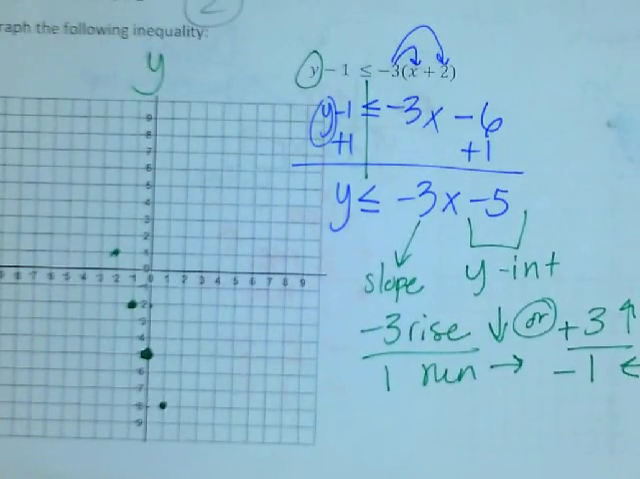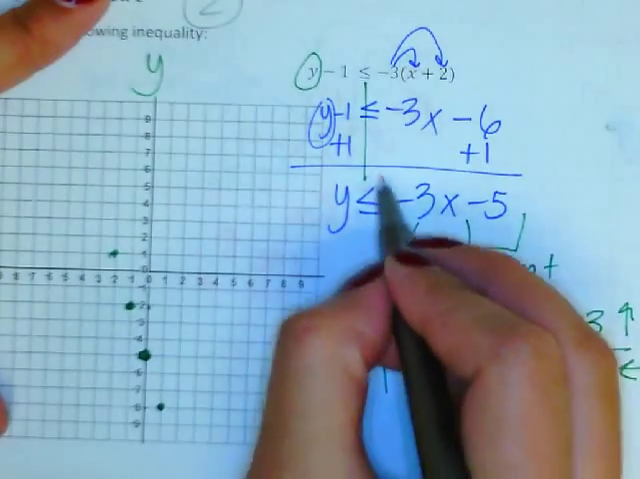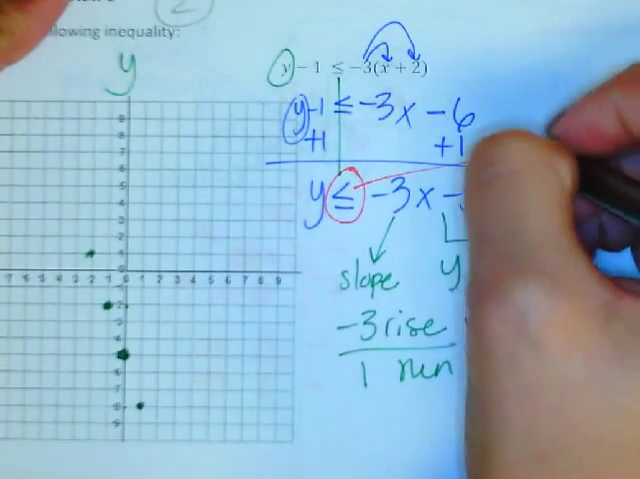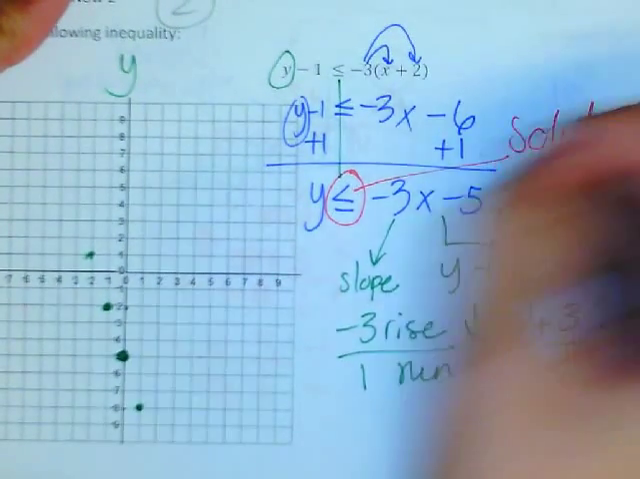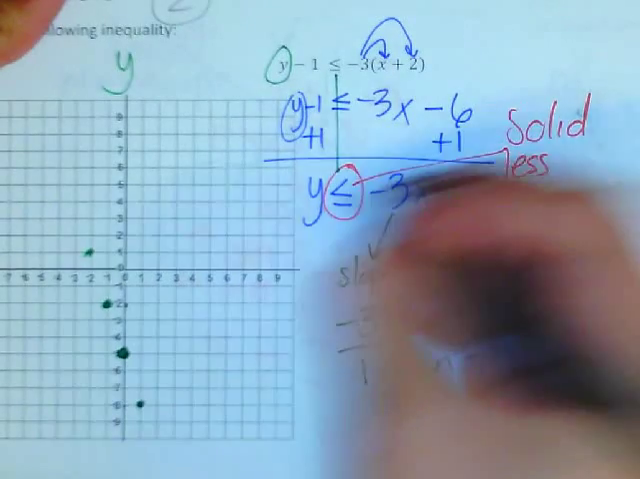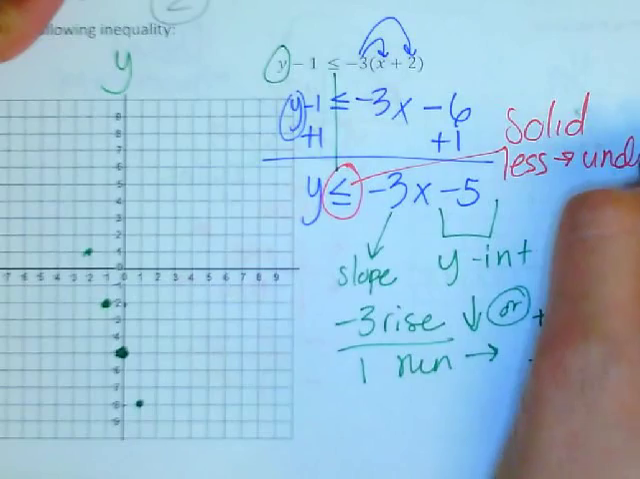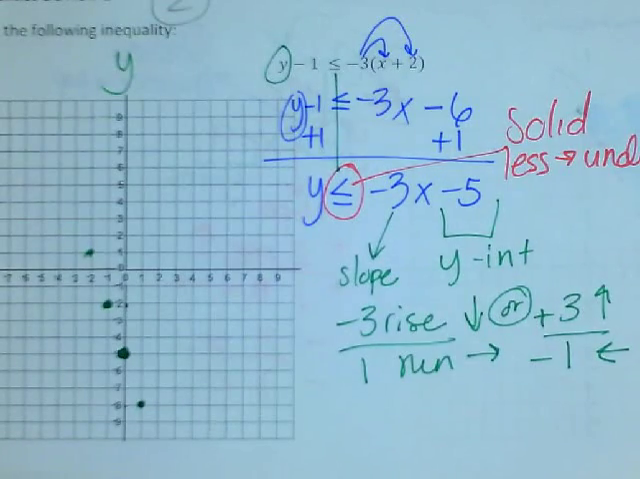Now that I have my dots for this inequality, I go back and check the sign. The sign has a line underneath, so I know it's going to be solid. And then I know this is less than. y is less than all of this. So less than means under. So I'm going to shade under when I'm done.